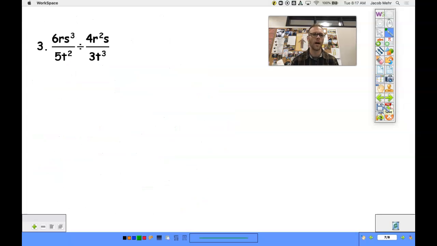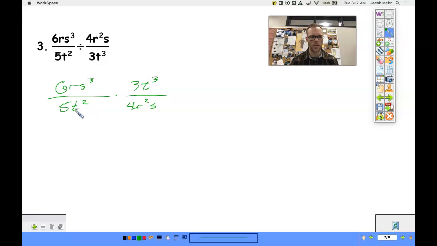All right, couple left. This one, there's no factoring to do. I'm going to just change dividing to multiplying by the reciprocal. So I'm going to flip the second. And let's start canceling things out.